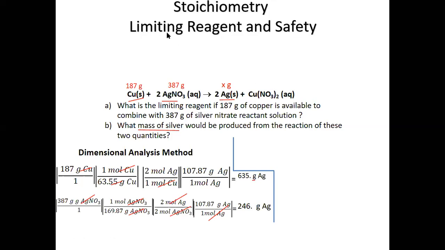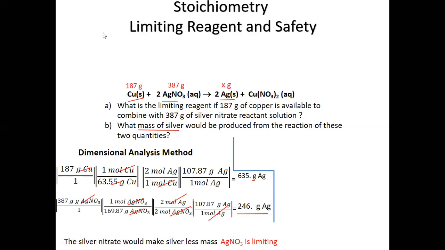The chemical that produces the lesser amount of product happens to be our silver nitrate. So silver nitrate, AgNO3, we would determine as our limiting. It makes less mass of silver.